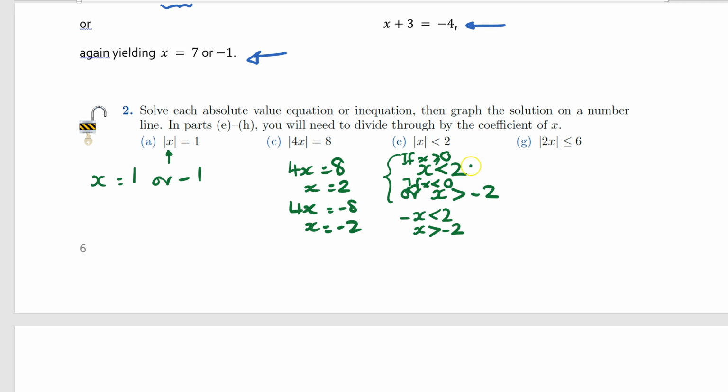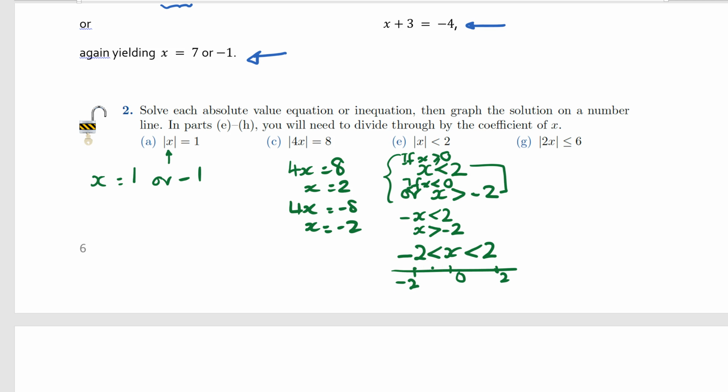Then, if we look at this combination of statements, if x is less than 2 but it's greater than -2, then logically that goes together in this form: -2 is less than x is less than 2. And it's this region on the number plane. Here's our origin, here's 2, and here's -2.